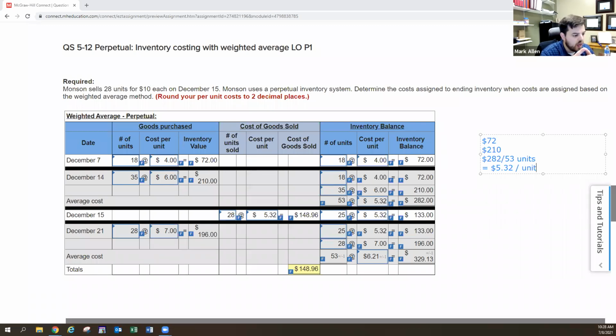So unlike FIFO or LIFO, I'm not selling specific units from a specific layer anymore. I'm selling what I'm going to refer to as a composite unit or an average unit. It is made up of the cost structures of both of these.